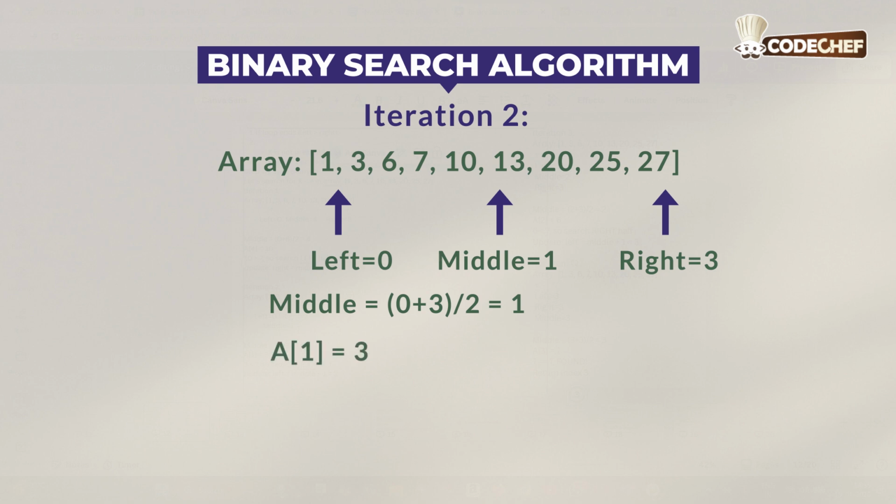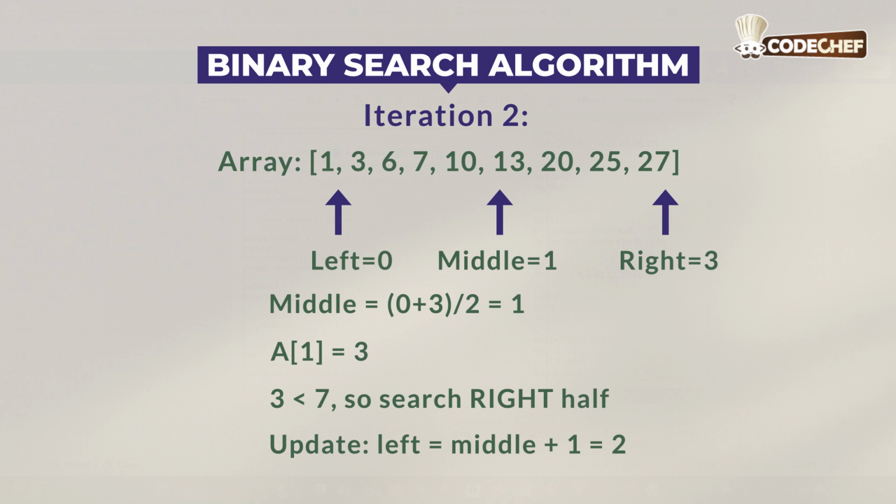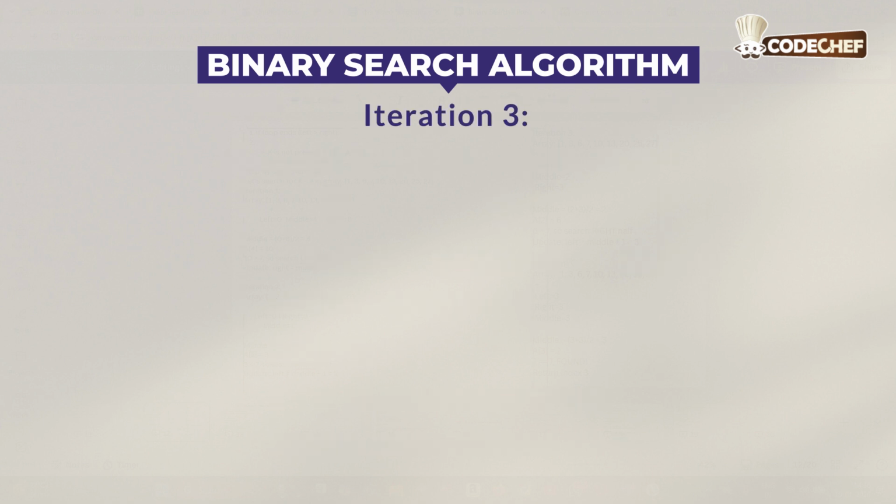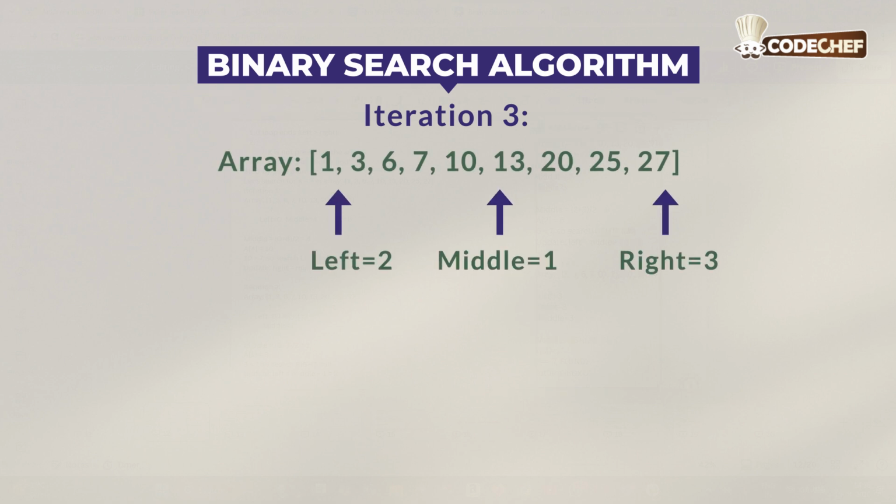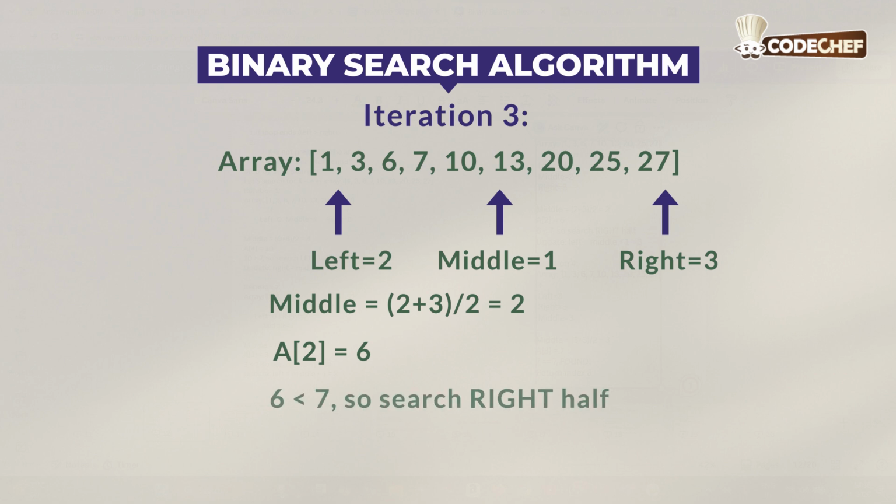Our new middle element is 3 and 3 is smaller than 7. So we search the right half. So we update left is equal to middle plus 1, which is 2. Now in our third iteration, we know our left is 2, our right is 3. Now we calculate our middle again, which is 2 plus 3 divided by 2, which gives us 2. So now our new middle is 6, which is our second element. And here we know 6 is smaller than 7, so we search the right half and we update left is equal to middle plus 1, which is 3.